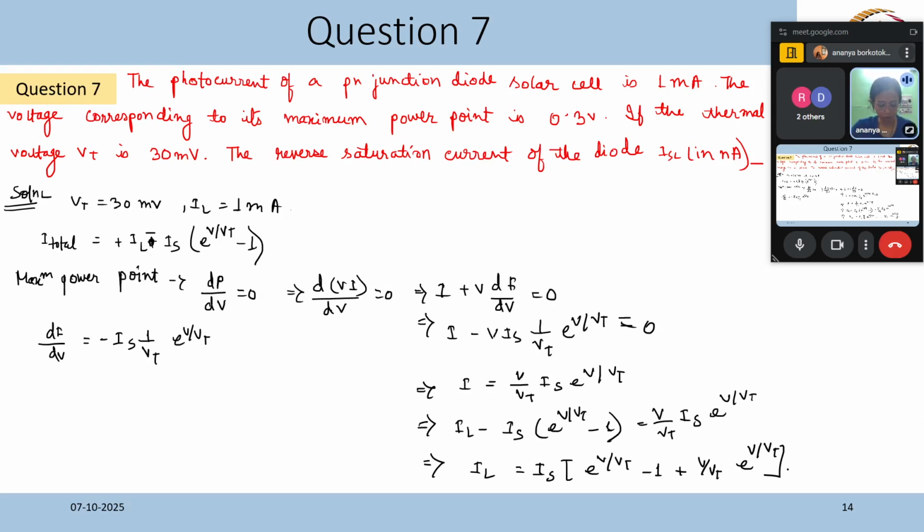So this is equal to Is. I mean, there may be a direct expression for this, but this is the way we can do the derivation. Actually, I solve it like this. So Is times exponential V by Vt minus 1, plus V by Vt, minus Is. So this term is this.